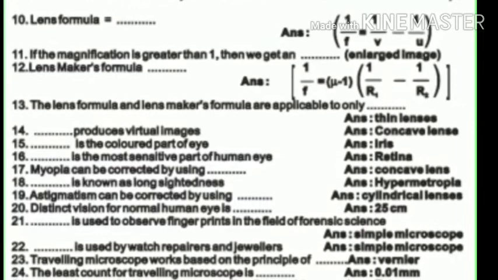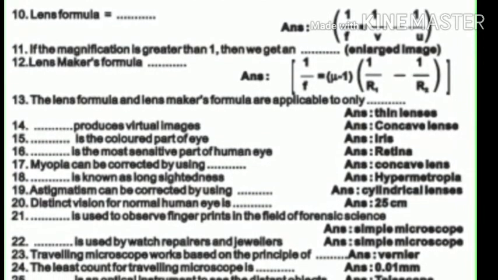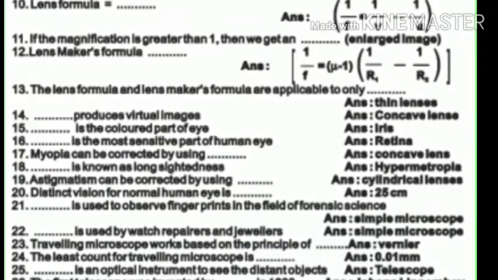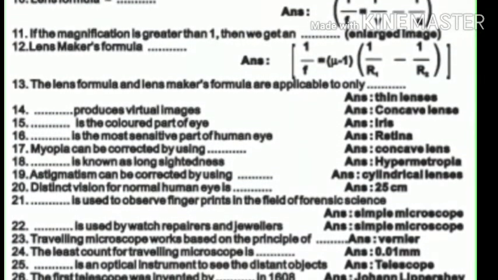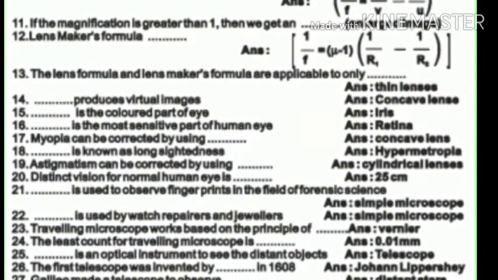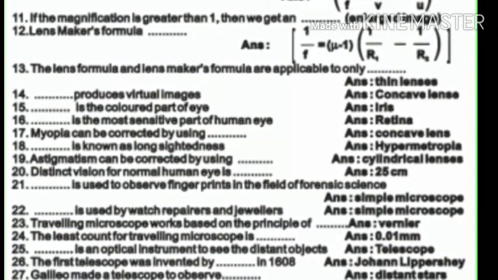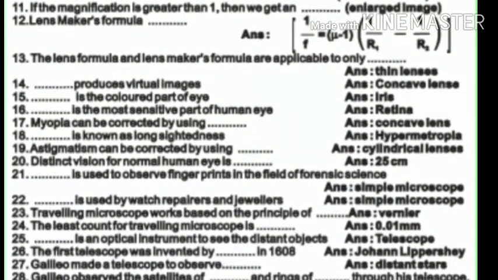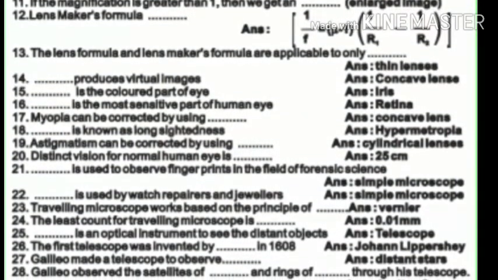Question number 14. Produces which two images? Concave lenses. Dash is the colored part of eye. Iris. Dash is the most sensitive part of human eye. Retina. Myopia can be corrected by using dash. Concave lens. Dash is known as long-sightedness. Hypermetropia.